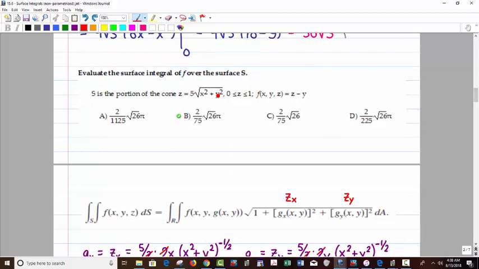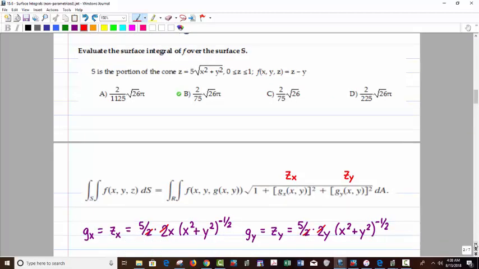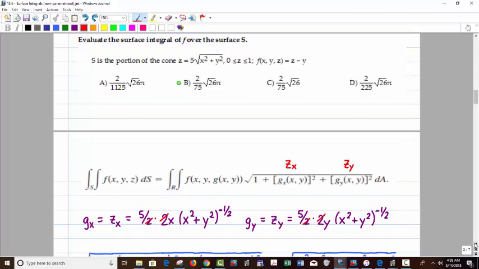Now we have a cone. z equals 5 times the square root of x squared plus y squared. z is from 0 to 1. And then f(x,y,z) equals z minus y.